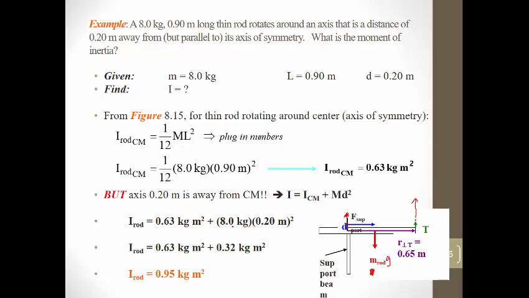So there's the mass, 8 kilograms, times how far away the axis of rotation is from the center of mass, 0.2 meters all squared. That means that it's going to increase by about 50%. So I went from 0.63 kilogram meter squared to 0.95 kilogram meter squared, simply by moving the axis of rotation away from the center of mass. It doesn't matter which, if it was moved 20 centimeters to the left or 20 centimeters to the right, we would still add the same amount, 0.32 kilogram meter squared.